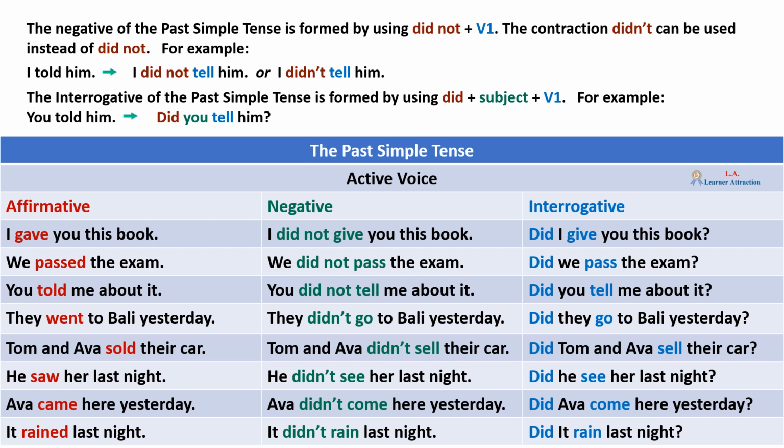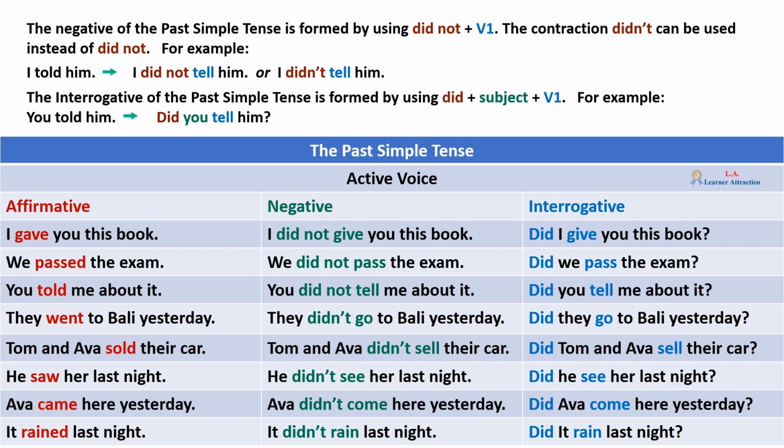The past simple tense. Active voice. Affirmative, I gave you this book. Negative, I did not give you this book. Interrogative, did I give you this book? We passed the exam. We did not pass the exam. Did we pass the exam?